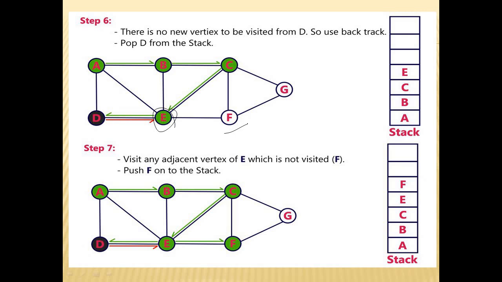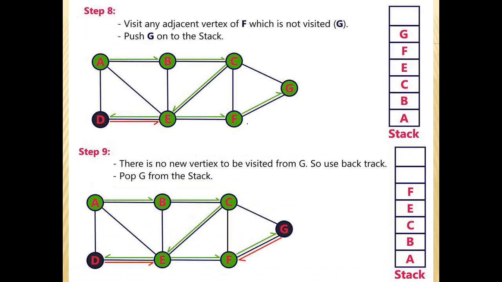Next, again we'll repeat the same process. The adjacent vertices to F are C, E, G. We found G. We'll take G and mark it as visited.